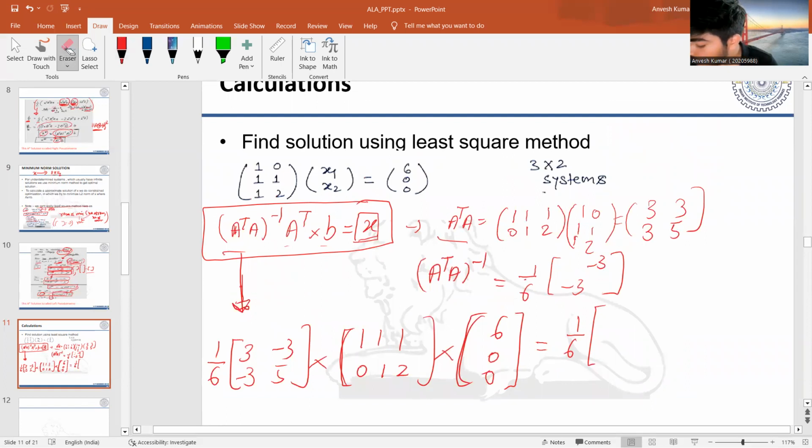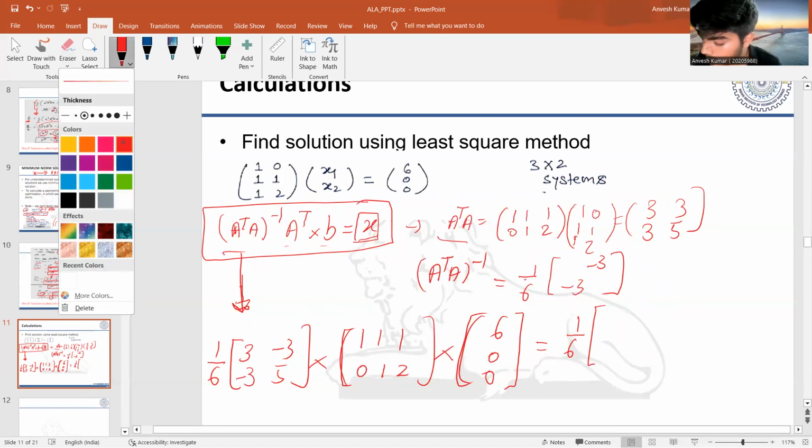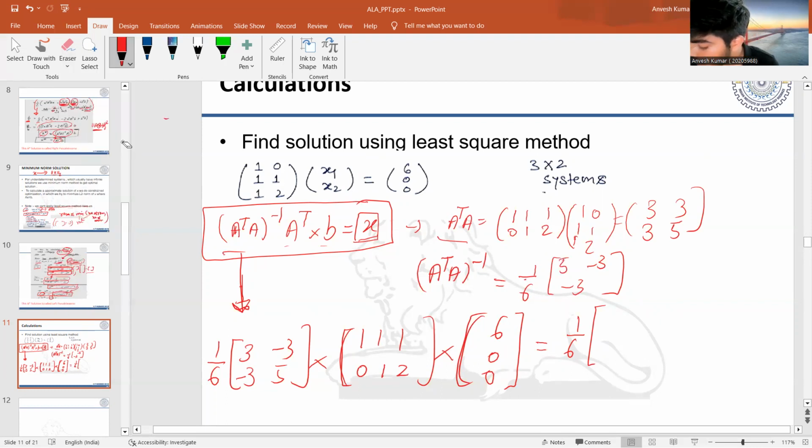A transpose A inverse will be, A transpose A will be this, 5, 3, minus 3, minus 3. Let's change it here to 5, 3, minus 3, minus 3. So our solution will be 5, 2, minus 1, minus 3, 0, 3, multiplied by 6, 0, 0.